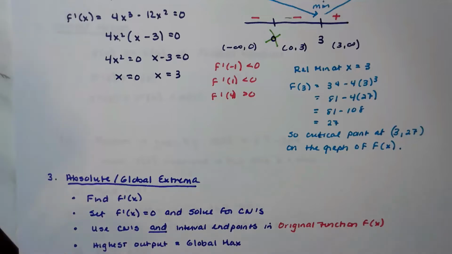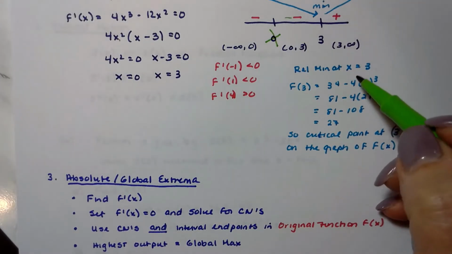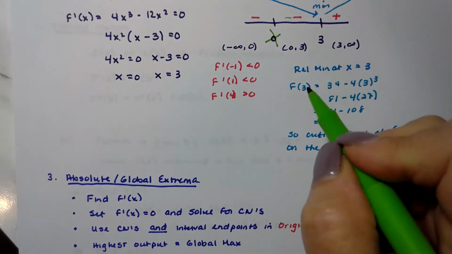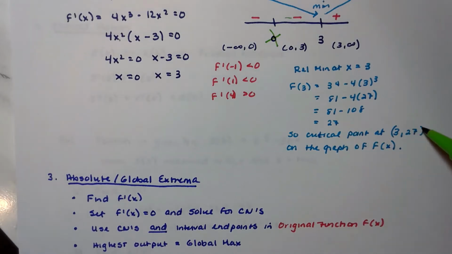The relative min occurs at the x value 3, and if I want the critical point, or the actual point where that happens on the graph of f, then all I have to do is plug that value into f and evaluate it. Okay, so at 3, 27, I would expect to see a relative min on the graph of f.